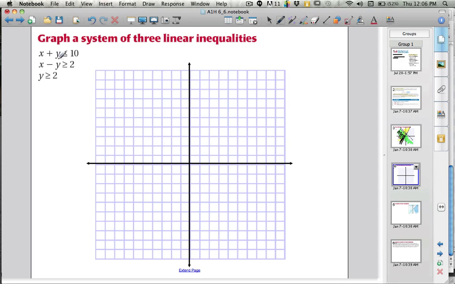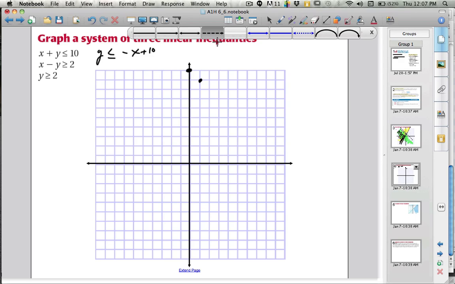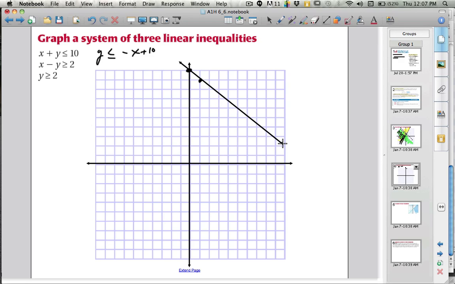Now we've got a third inequality. I have x plus y is less than or equal to 10. If I put that in slope-intercept form, y is less than or equal to -x plus 10. So I've got a y-intercept of 10 and a slope of -1, and I'm going to have a solid line. So let's go ahead and graph that solid line.